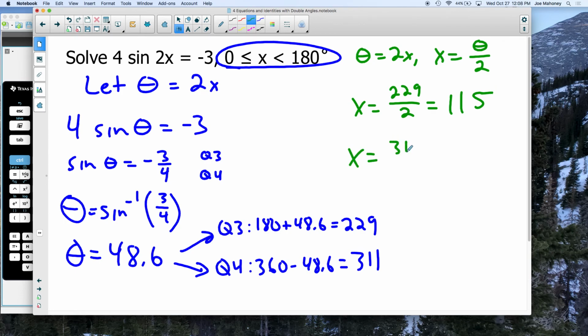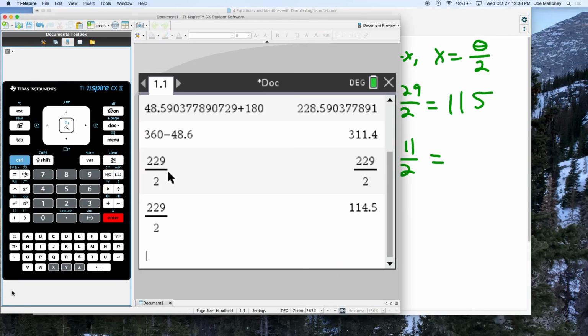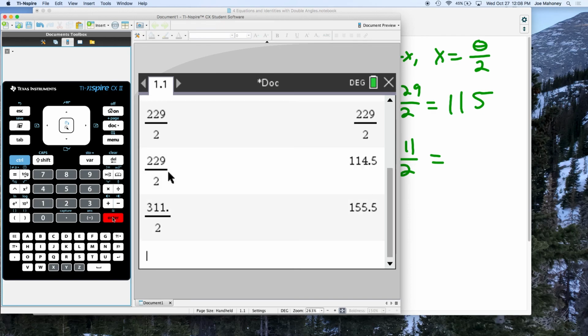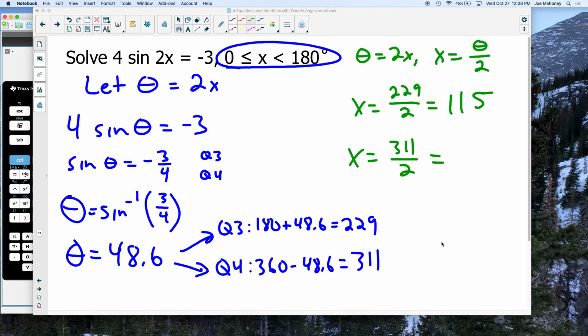And the other then would be 311 over 2. So if I do 311, if you ever want a decimal point somewhere in your calculator, that's going to tell the calculator to give you the decimal value as well. So I'm going to get 156 for that. And those two angles fall in my interval from 0 to 180. So those answers look good.